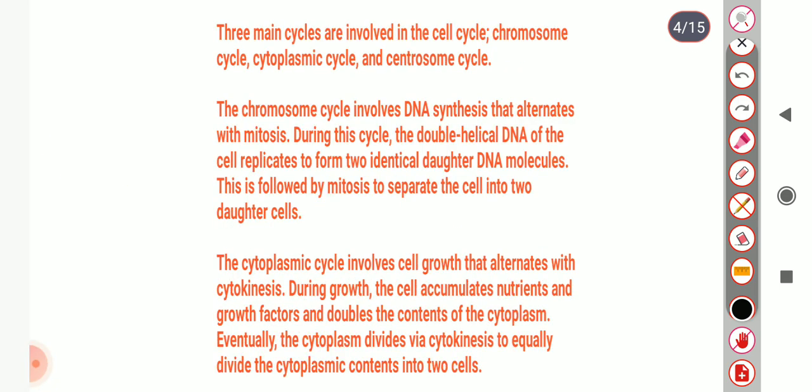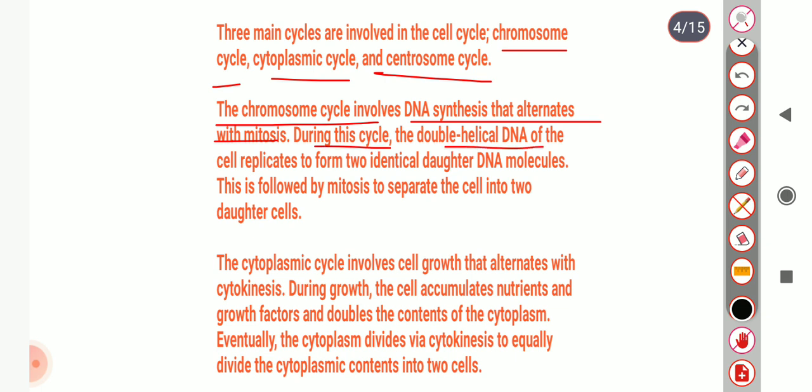These are the three main types of cell cycle: chromosome cycle, cytoplasmic cycle, and centrosome cycle. In the chromosome cycle, DNA synthesis alternates with mitosis. During this cycle, the double helical DNA of the cell replicates to form two identical daughter DNA molecules. And this chromosome cycle is followed by mitosis to separate the cell into two daughter cells.